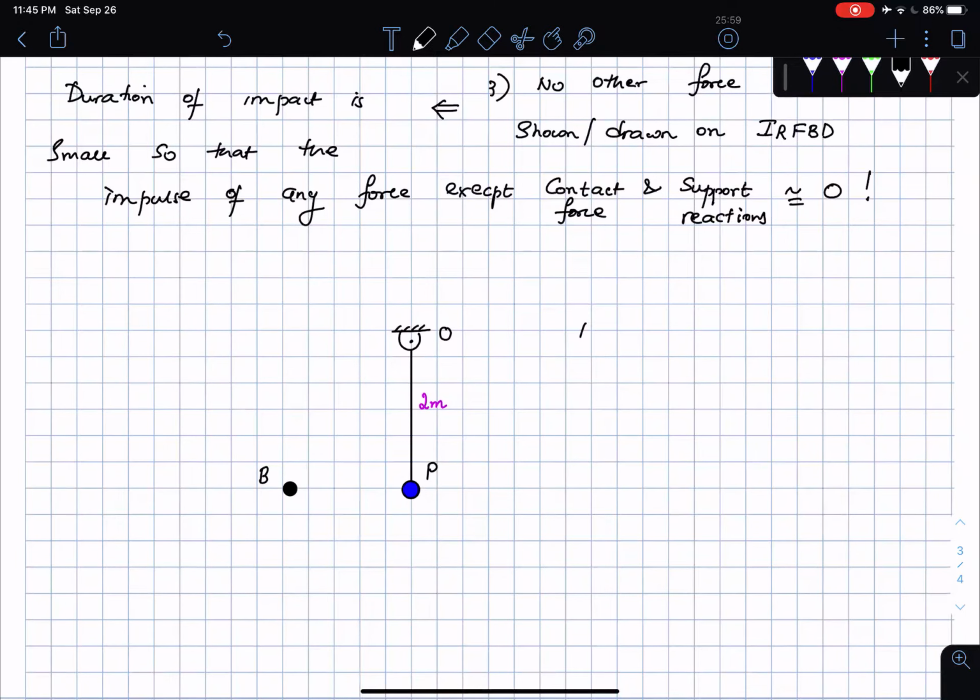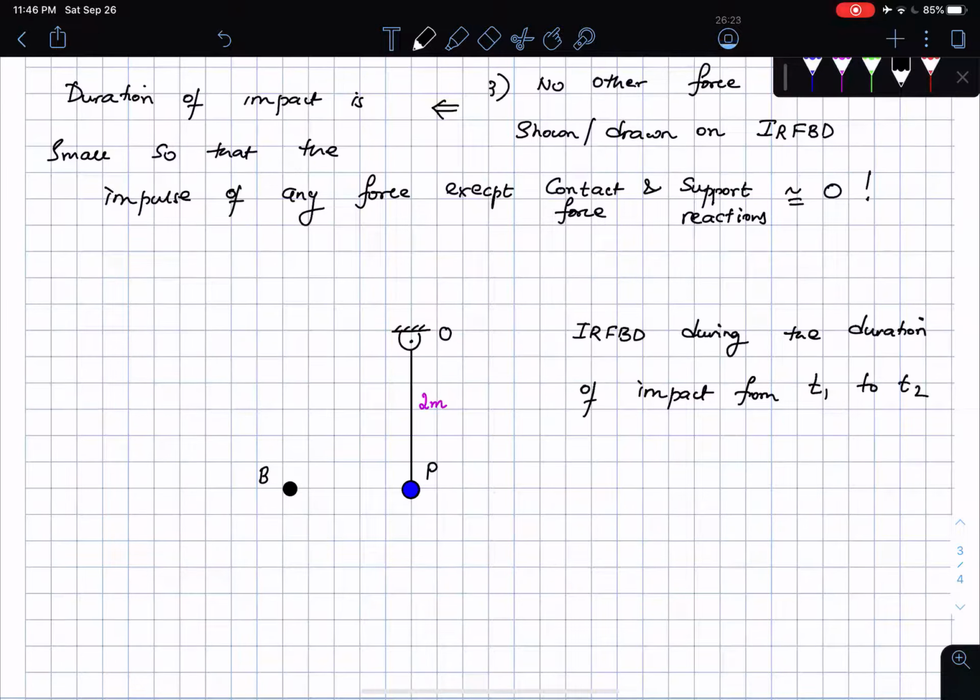Sorry, this is the IRFBD during the duration of impact from time t1 to time t2. I'm going to draw the IRFBD in a second. Now first thing is, when I'm showing a pin, I don't actually show this pin here. I have to get rid of this pin and then I have to draw the pin reactions. So in this situation I'm going to have pin reactions, some OX and some OY.